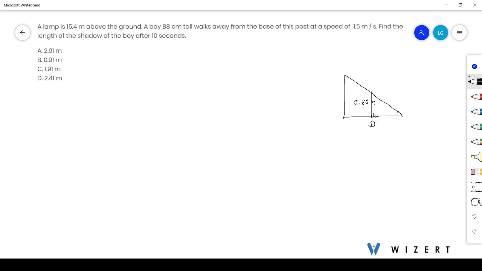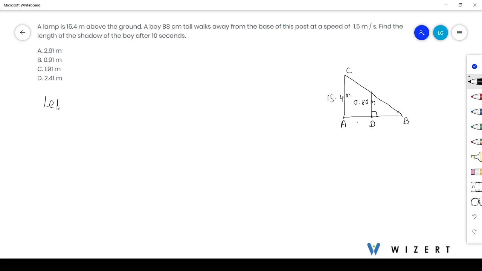Then suppose this is EC, a lamp above the ground, 15.4 meter. Let this be B. So the AD will be 1.5 meter per second.